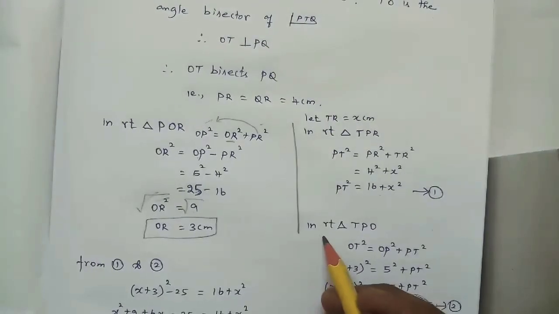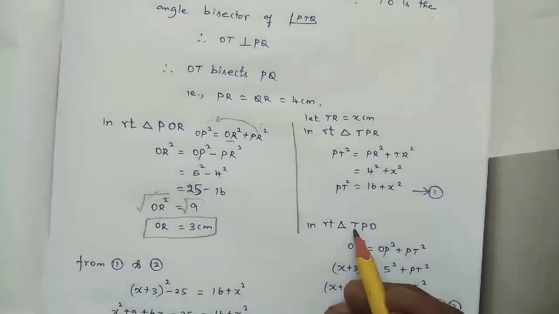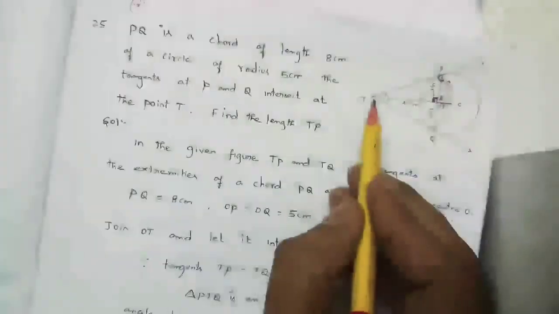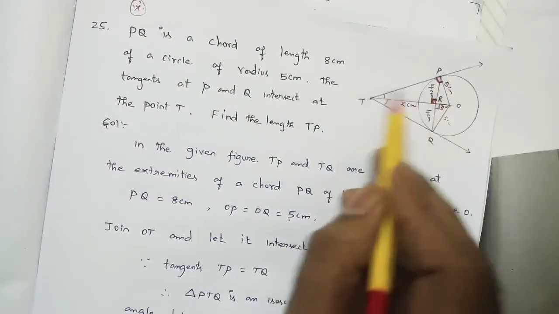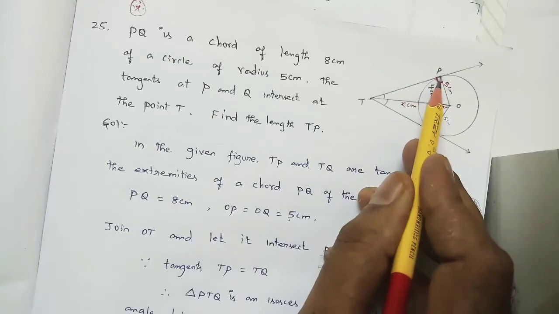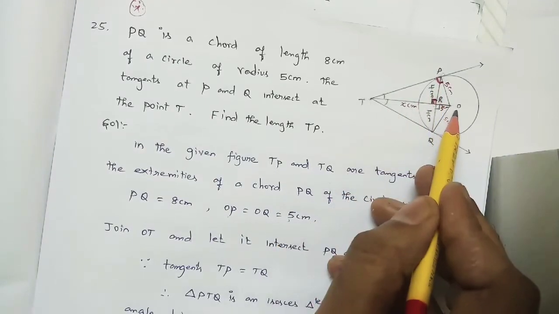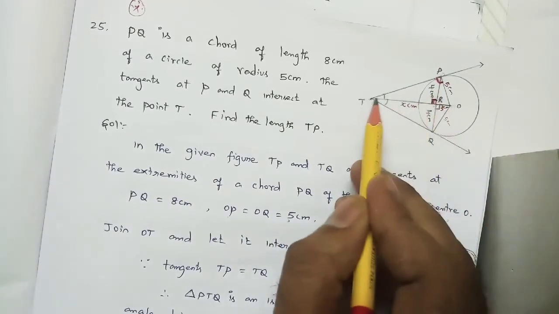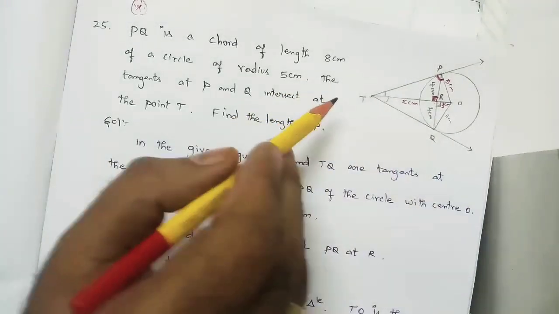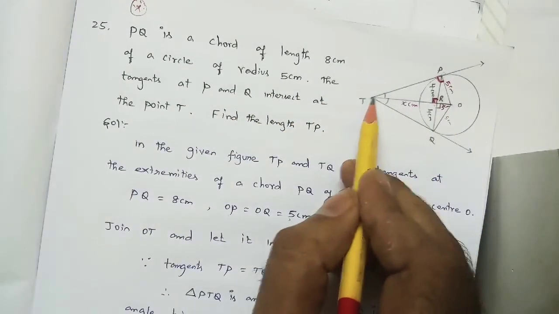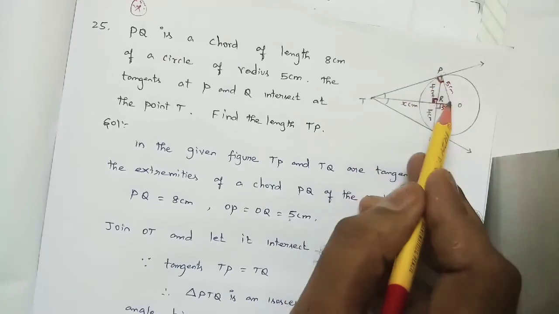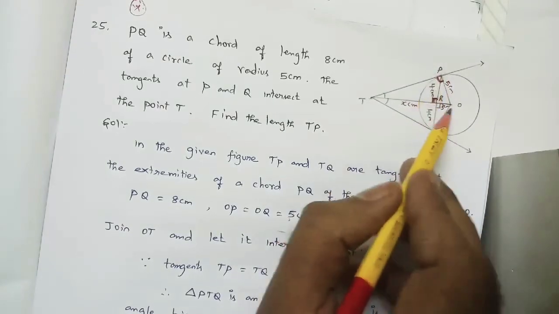And next I am going to take the right triangle TPO. In right triangle TPO, the right angle is P, so the hypotenuse is TO. So OT square is equal to PT square plus PO square, or OP square.